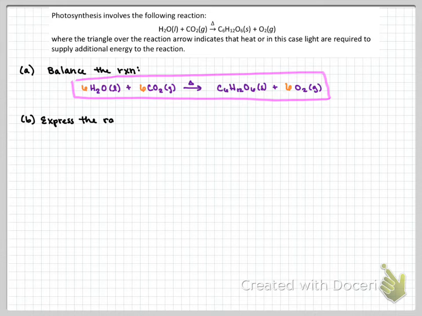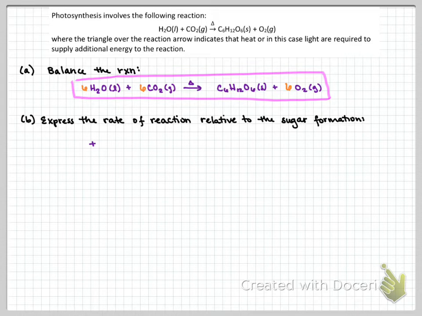The next thing we were asked to do is express the rate of reaction relative to the sugar formation. If we look at our balanced reaction, sugar is a product, which means it's forming, so it will have a positive slope or positive rate. So it's going to have a positive sign in front.